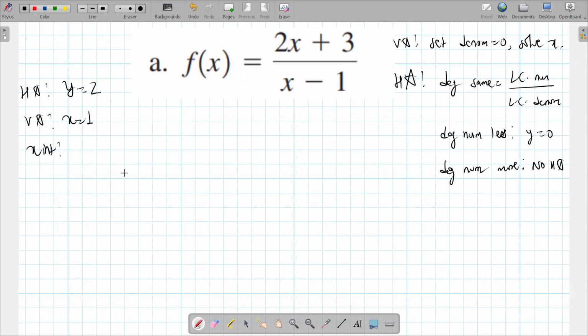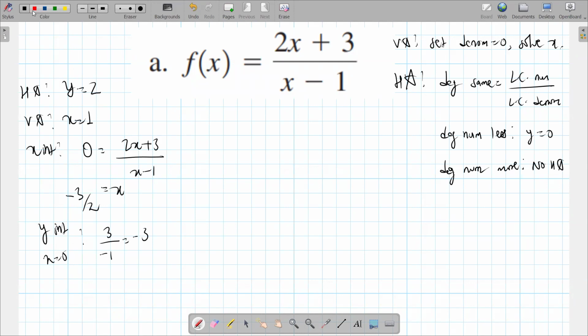X-intercept, you set the y equal to 0. Look at this, it's easier than you think. 2x plus 3 over x minus 1. How do we get rid of this denominator? You multiply. So x is going to be negative 3 over 2. Y-intercept, you want to set all the x's equal to 0. So here it'll be 3 over negative 1, negative 3.